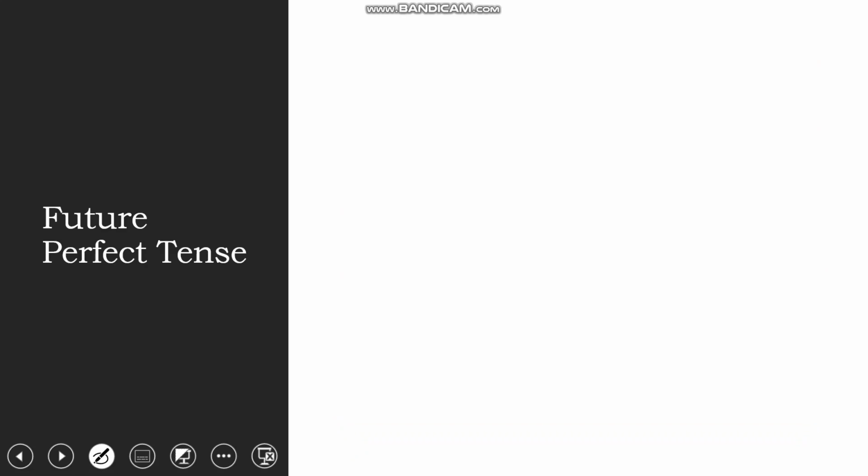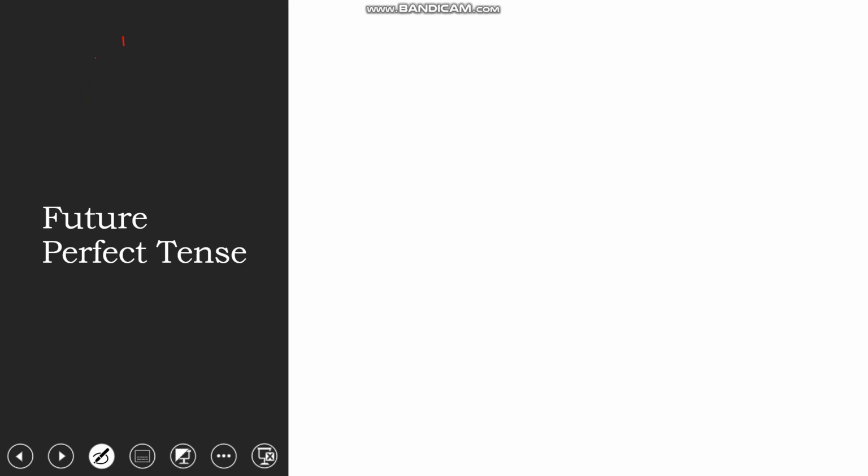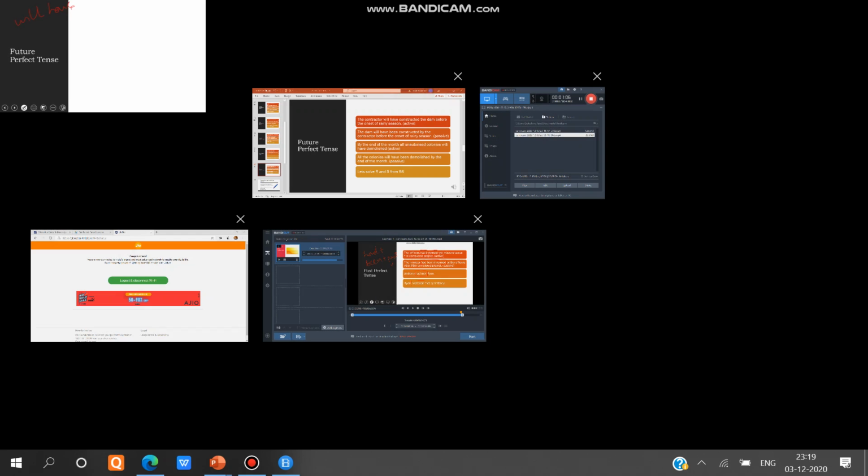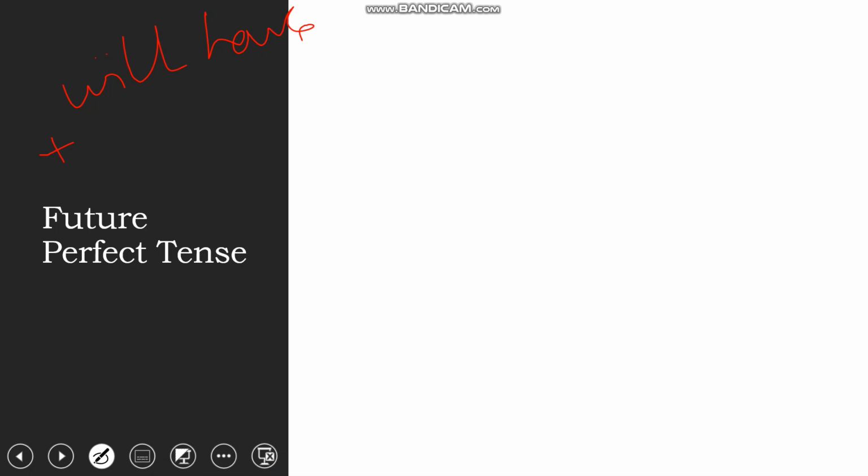We will talk about future perfect tense. In future perfect tense, a sentence is formed with will, have, and the past form of the verb. Now, when we change the voice of the sentence to passive voice, we will use will, have been plus the past form of the verb.